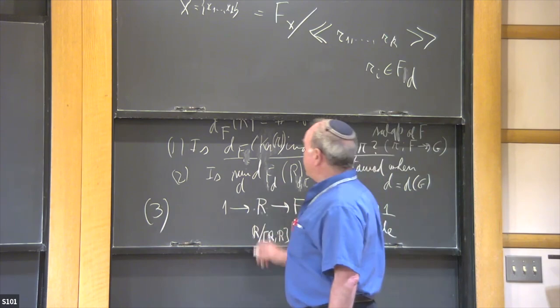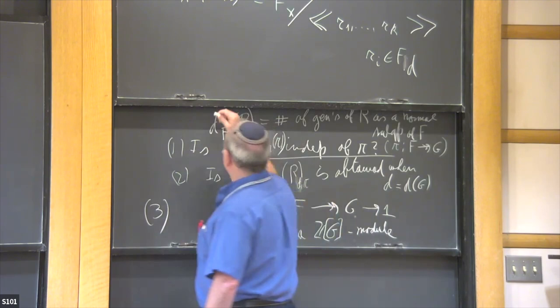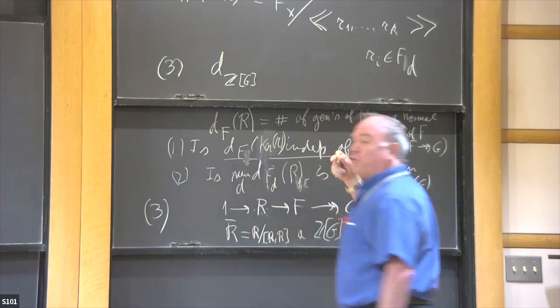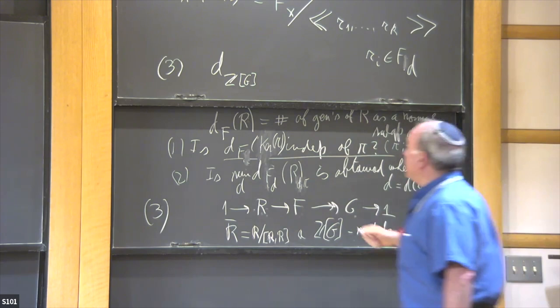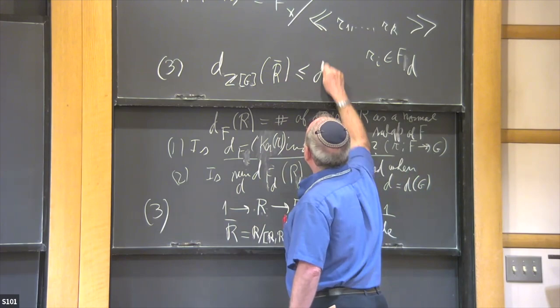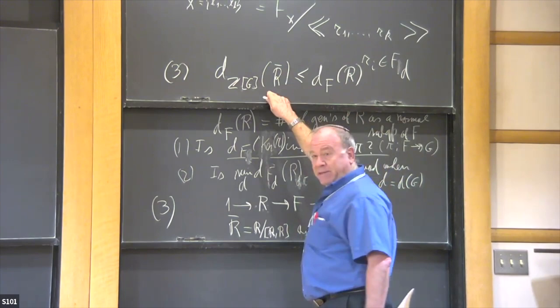Now you can look at the number of generators of this, let's call it R bar. This is called the relation module corresponding to pi, to this presentation, and look at d_G of R bar as a module. Now it's easy to see that this is less than or equal to d_F(R). For this one, it's known that this is independent of pi.